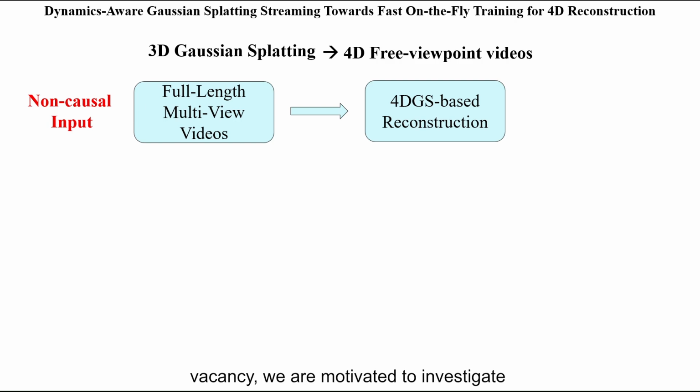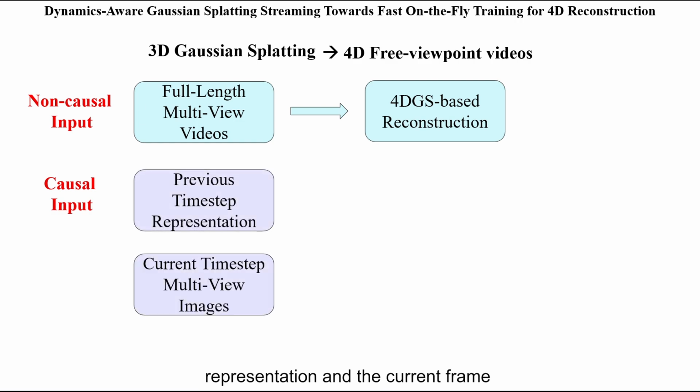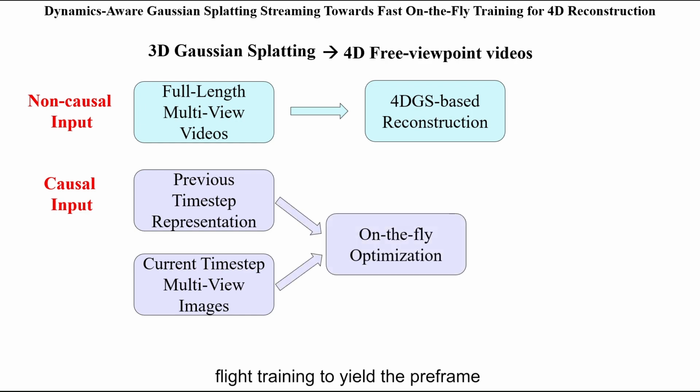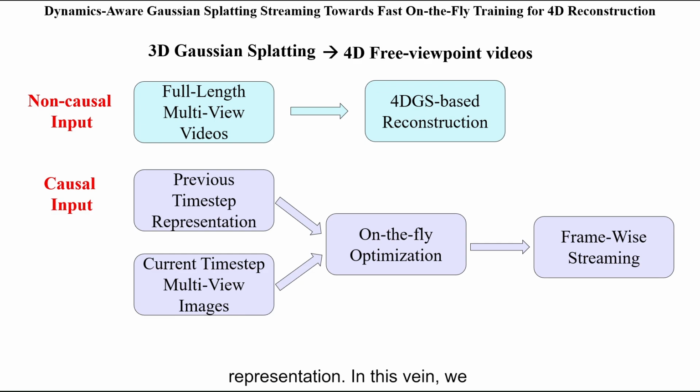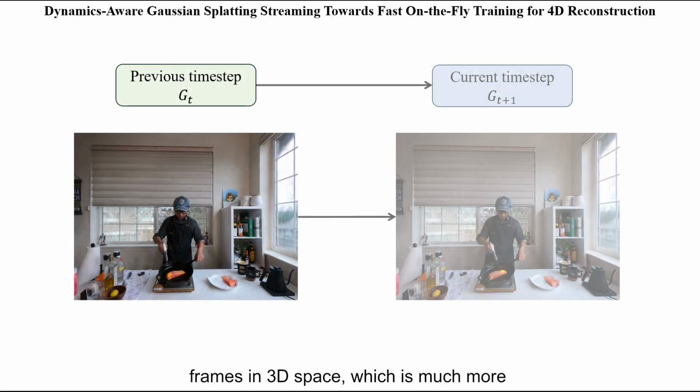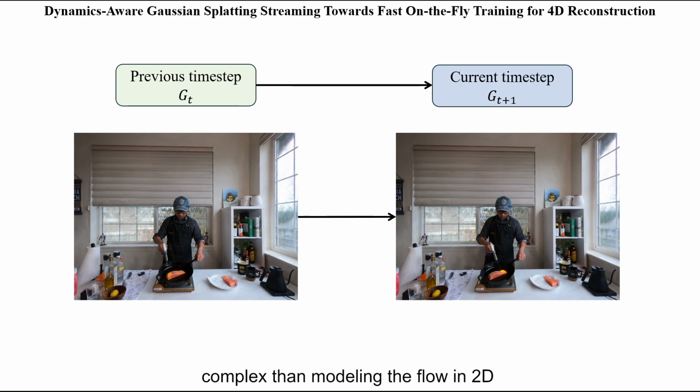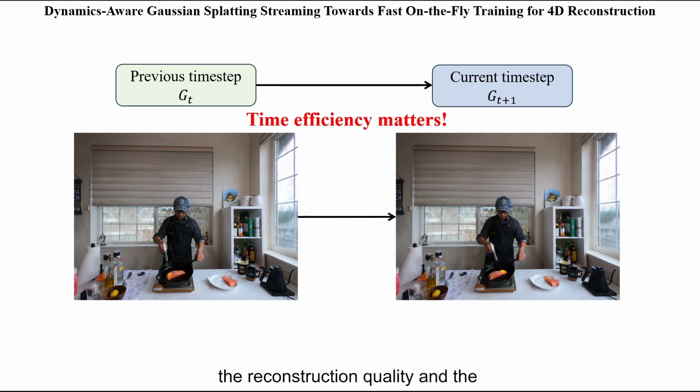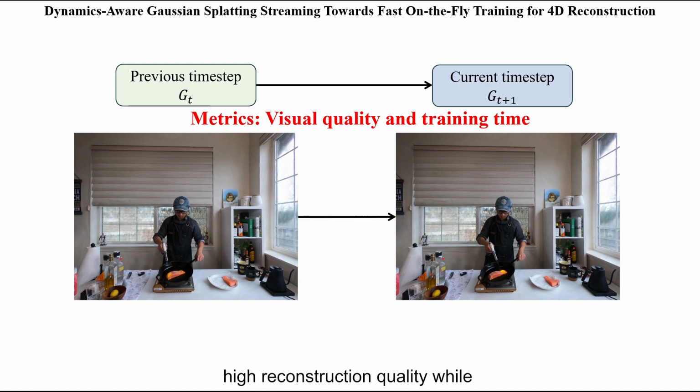Aware of this vacancy, we are motivated to investigate how to use per-frame causal input for 4D reconstruction. In this pipeline, we iteratively reconstruct the space at each frame, from the previous frame representation and the current frame multi-view inputs, and perform on-the-fly training to yield the per-frame representation. In this vein, we need to model the differences between frames in 3D space, which is much more complex than modeling the flow in 2D videos. To support a fast on-the-fly training, we need to consider both the reconstruction quality and the training speed. And the aim of this work is to effectively model the differences between frames in 3D space and achieve high reconstruction quality while reducing the training time overhead.